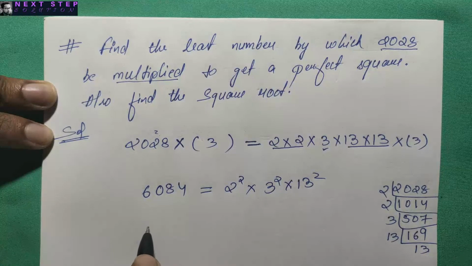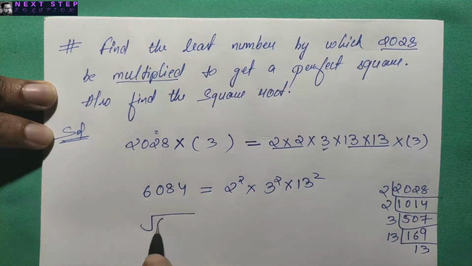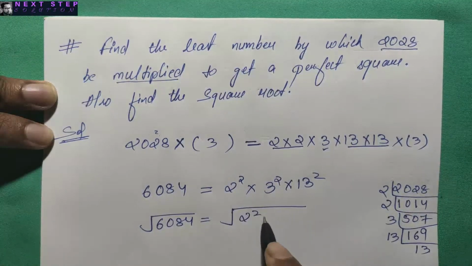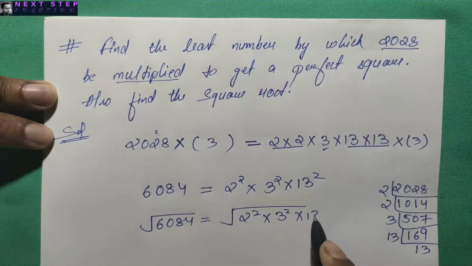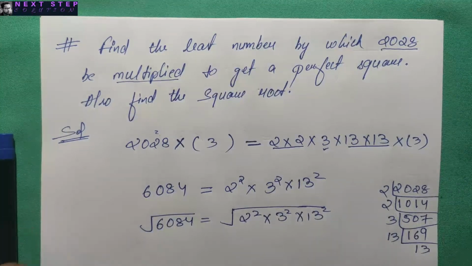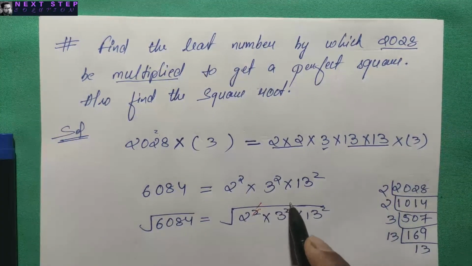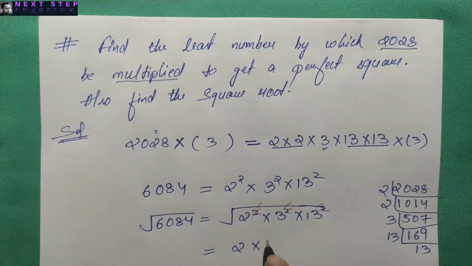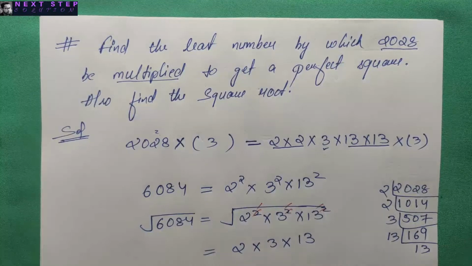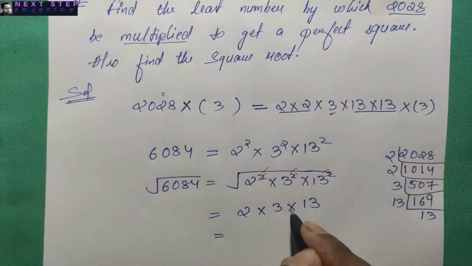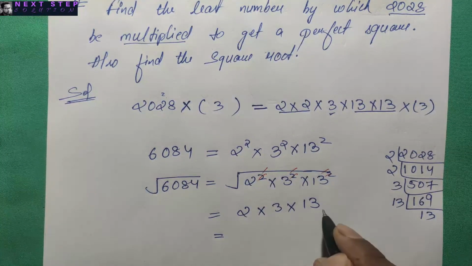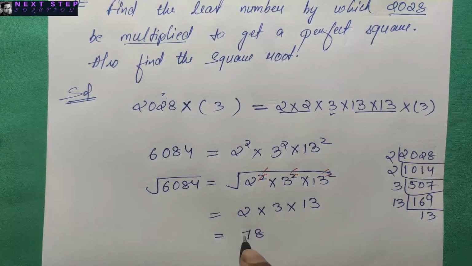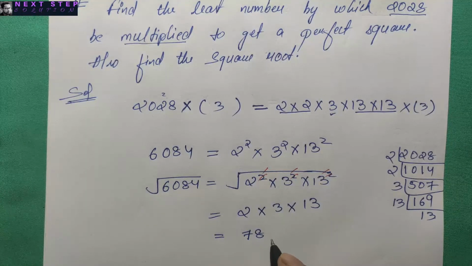Now they are also asking you to find out the square root of this number. Square root of 6084 will be equal to square root of 2, 3 and 13, all of them in square. We know square and root can be cancelled. We are cancelling the square and the root, and we are left with 2 into 3 into 13. And if we multiply these three numbers, we get 3 2s are 6, 6 13s are 78. So this becomes the square root.